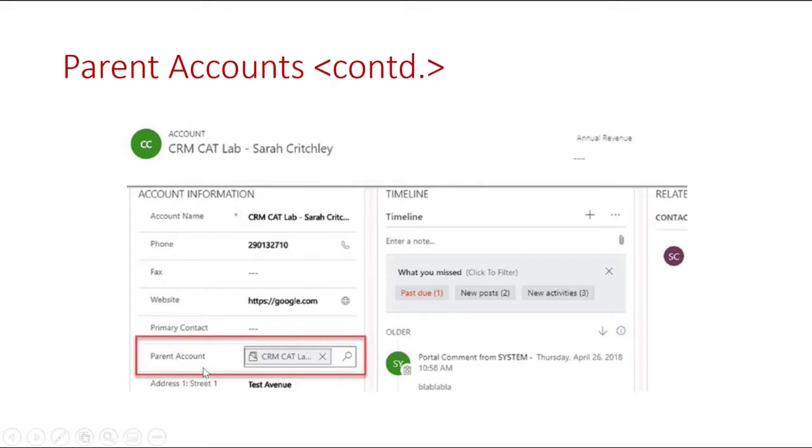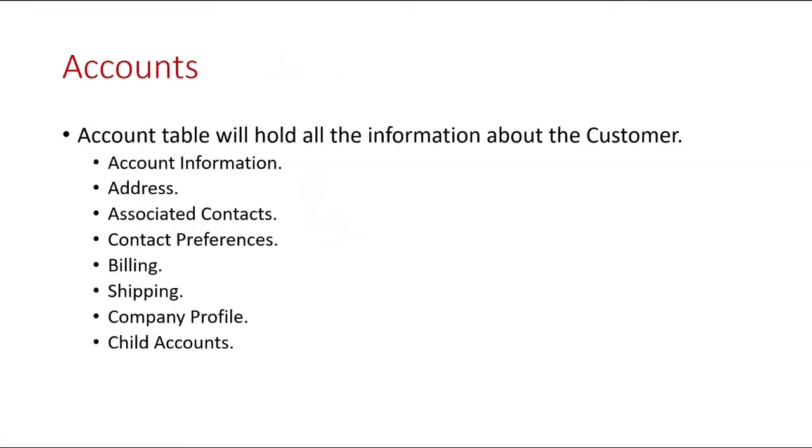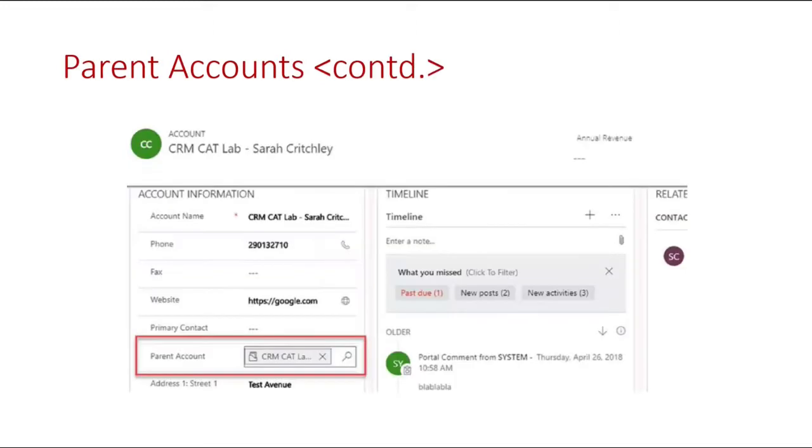Okay, so this is how we will link the parent account. For example, in the account form, we have something called the parent account field. In this parent account field, we will put the parent account. Then the hierarchy will be automatically set at the backend. So we have discussed the major things about account, and now we can get into contacts.